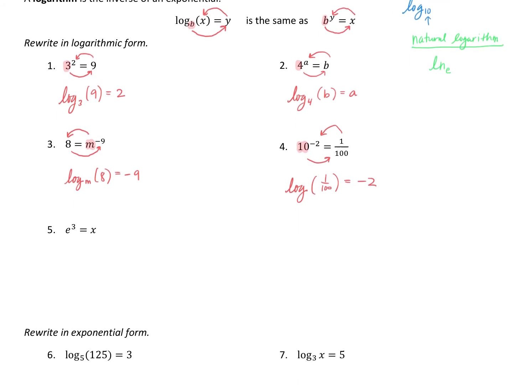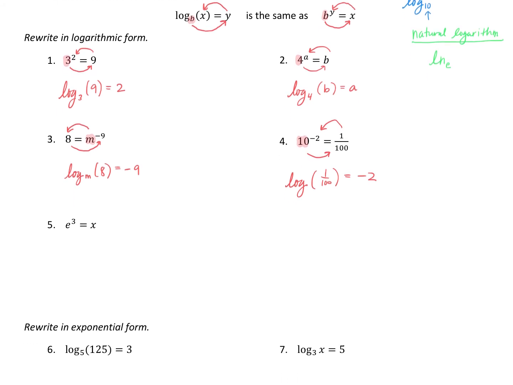Okay, the last exponential that we're going to rewrite in logarithmic form is number 5. It's e to the power of 3 is equal to x. So first you identify the base. The base this time is e. That indicates that you should use the natural log. So the natural log, since the base of a natural log is understood to be e, you don't have to write the e, of x is equal to 3. And that would be it.